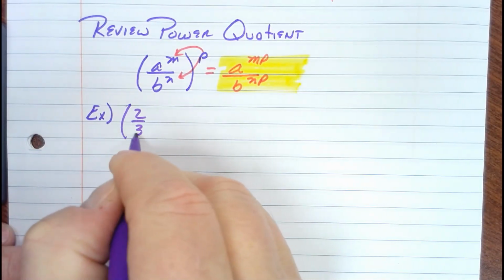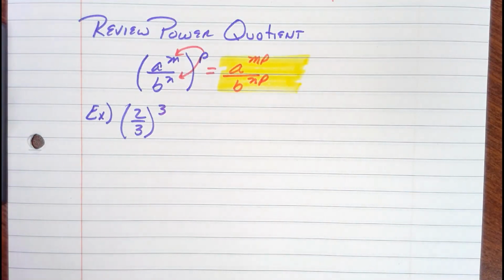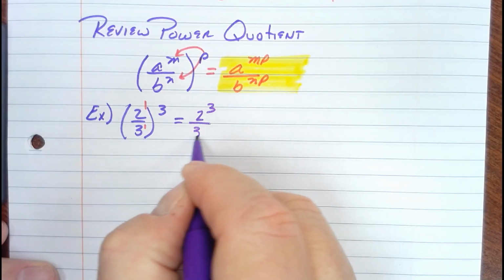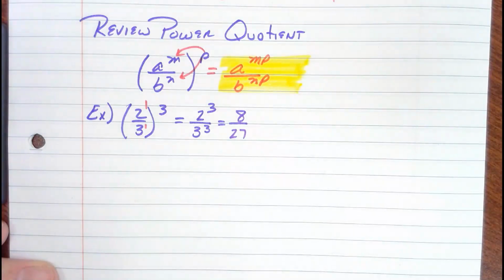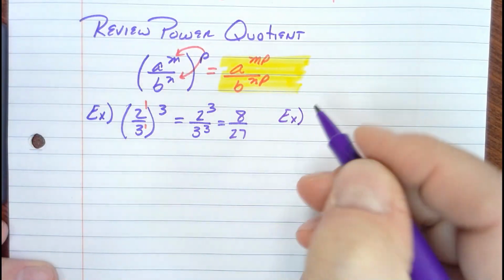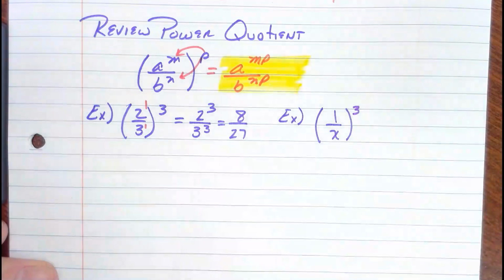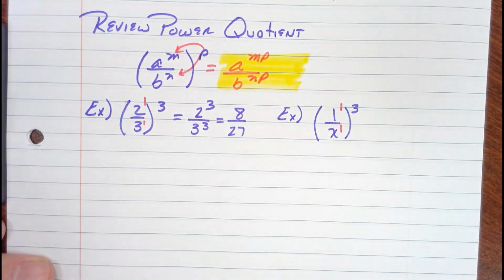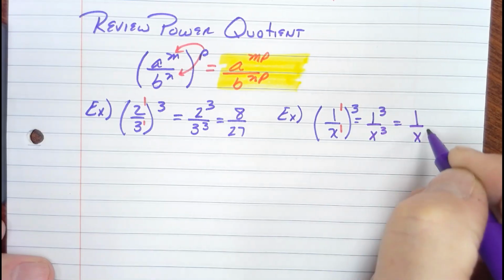But I have 2/3 cubed. These each have an exponent of 1. So when I multiply those, I have 2 cubed over 3 cubed, and I must simplify this to 8 over 27. Next, one over x cubed. Again, don't forget that this has a 1 as an exponent. So this is 1 cubed over x cubed, which is 1 over x cubed.